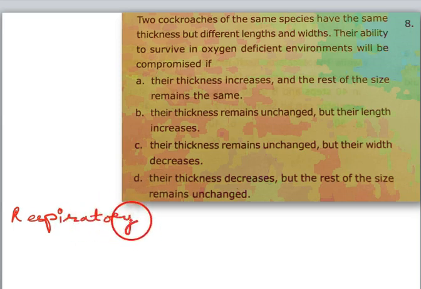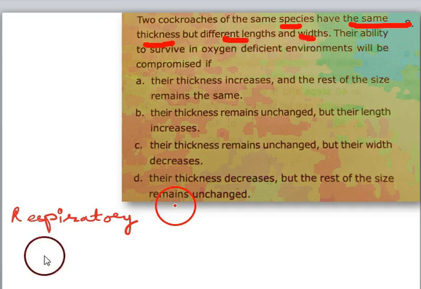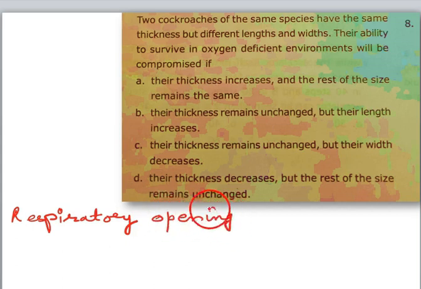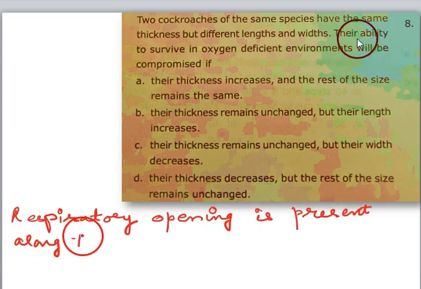Now the third question is, two cockroaches of the same species have the same thickness but different length and widths. What about their ability to survive in an oxygen-deficient environment? There are four options. Choose the correct one. I'm giving you time. 1, 2, 3, 4, 5, 6, 7, 8, 9, 10. No answer?